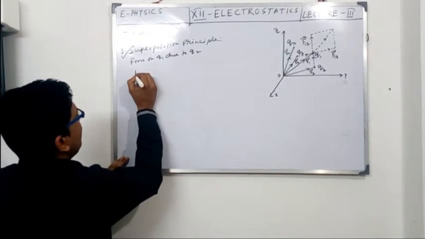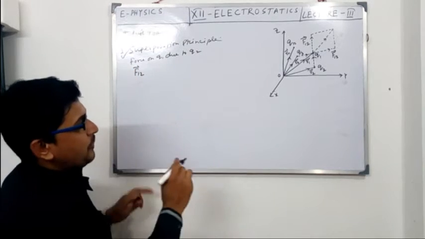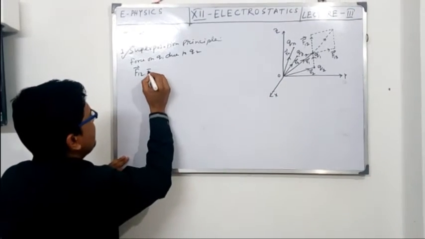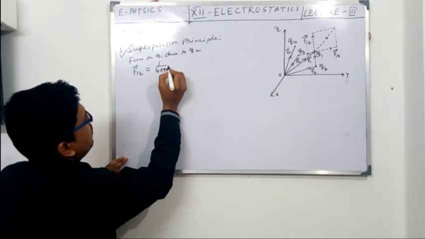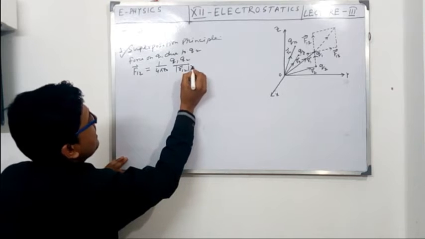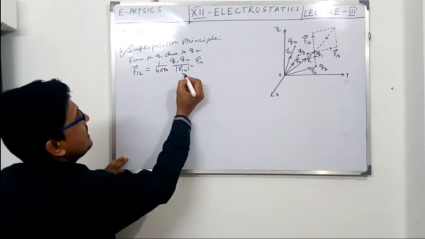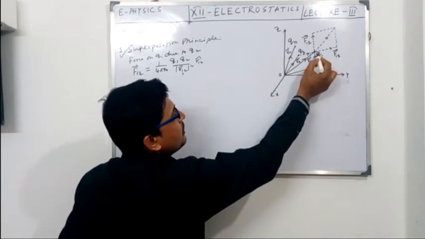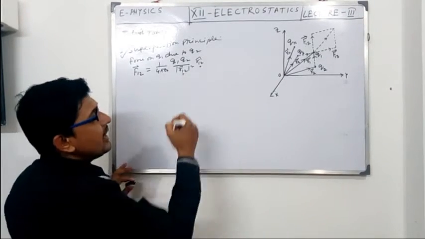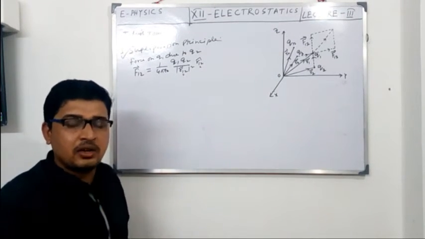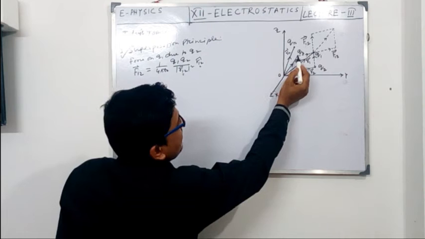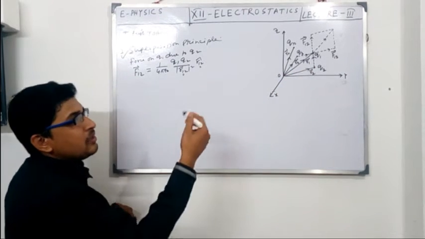So F12 represents the electrostatic force on Q1 due to Q2. This is equal to 1 by 4 pi epsilon naught, times the magnitudes over R12 squared, times R12 hat. R1 is the position of Q1 with respect to Q2. And R12 hat is the unit vector which represents the direction of the force on Q1 due to Q2. Now we shall calculate the electrostatic force on Q1 due to Q3.